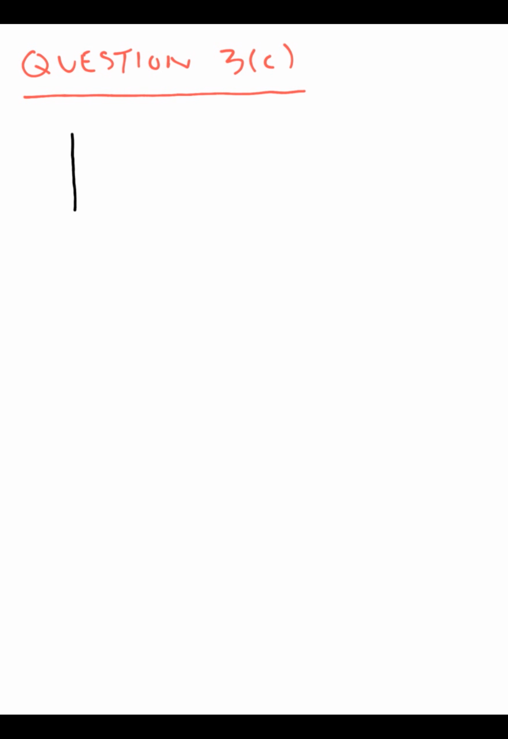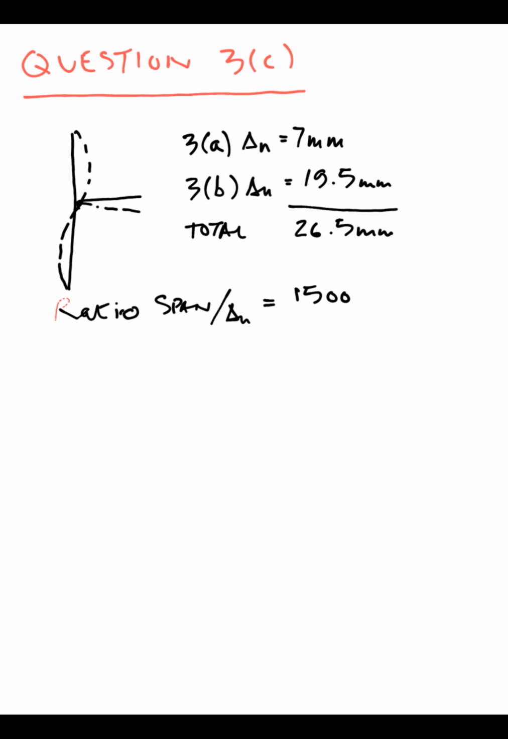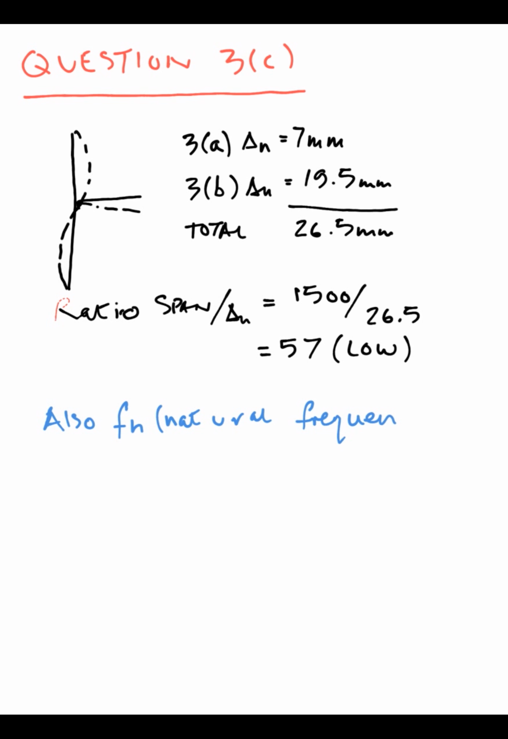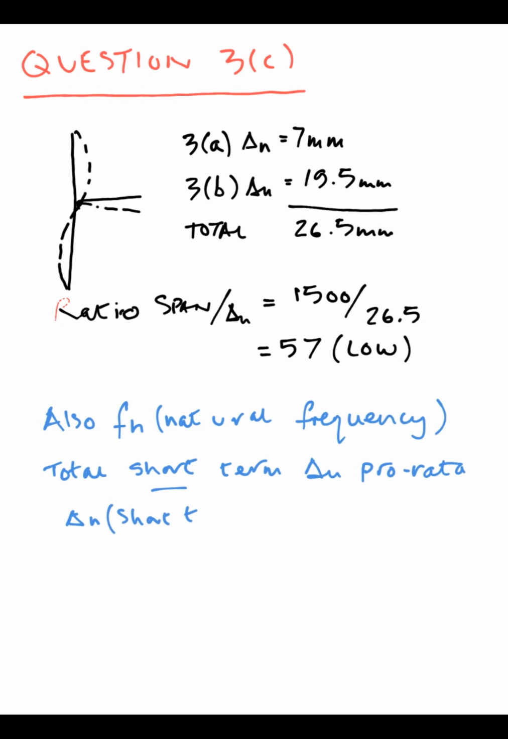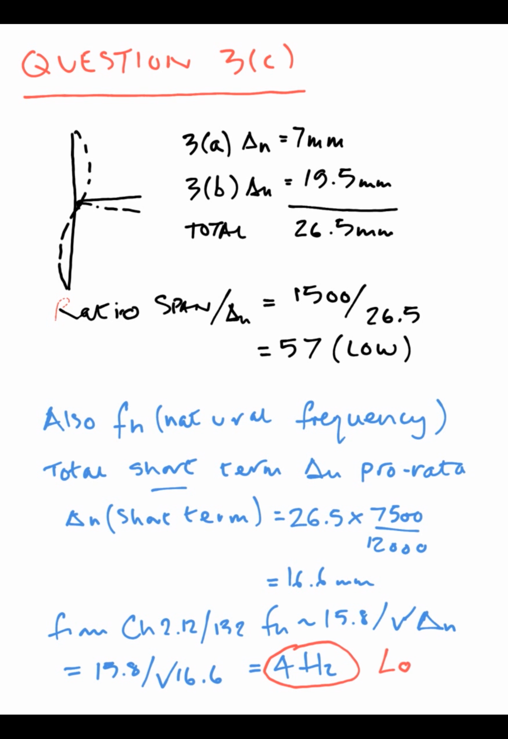Question 3c. We summate the deflections from both cases, from the flexure and the rotation of the post, giving us 26.5 millimeters, 7 plus 19.5. As a span over deflection ratio, this comes out to 57, which is low. For the natural frequency, we use the short-term modulus. So we're going to prorata this value from the long-term to the short-term modulus, and this gives 16.6 millimeters. From chapter 2.12, page 132, the approximate natural frequency is a ratio of 15.8 over root of that deflection, which gives about 4 Hertz. Again, we're assuming that the load is somewhere near dead load plus 10% of live load.